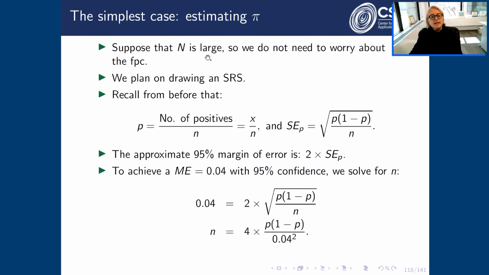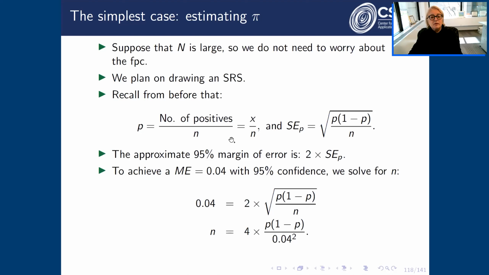So for now, let's forget about sampling without replacement and the small population. Let's suppose that I have a large population for now. This is the easiest case, and so I don't have to worry about the finite population correction factor because n is big. So let's suppose I draw a simple random sample.